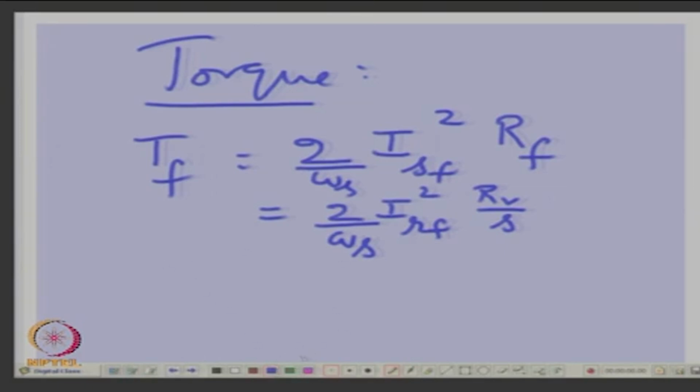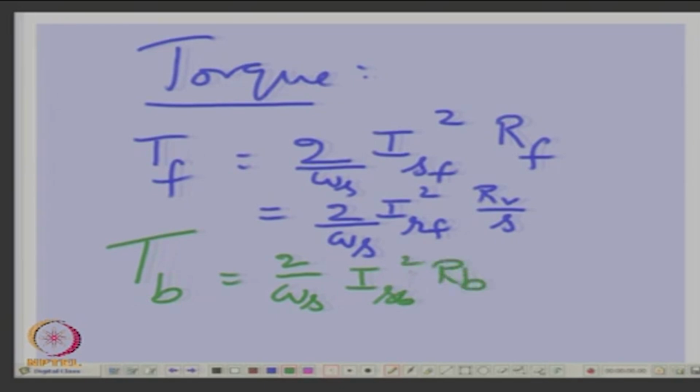Then similarly, Tb is twice by omega s, omega s synchronous speed in mechanical radians per second. Okay. I S B square R B, R B is the resistive component of ZF in this. Okay. This will be equal to twice by omega s I R B square R R by 2 minus s.